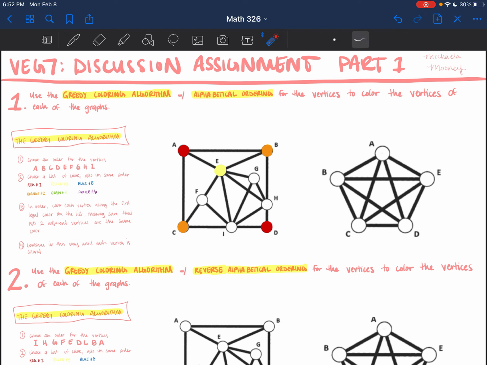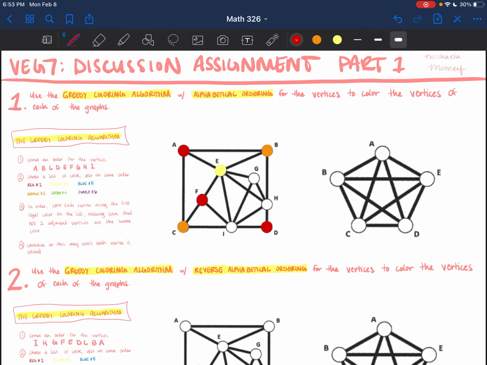After E, we've done A, B, C, D, E. We are on to F, and F is touching E, I, and C. I is not colored, so we only have to worry about E and C. E is yellow, and C is orange. So the first legal color is not going to be green, because red is on the list. You might think about adding green first, because we've used red, orange, and yellow, and the next color on the list is green. But you have to remember, F is not touching a vertex that is red. So red is going to be our first legal color, and F is going to be red.